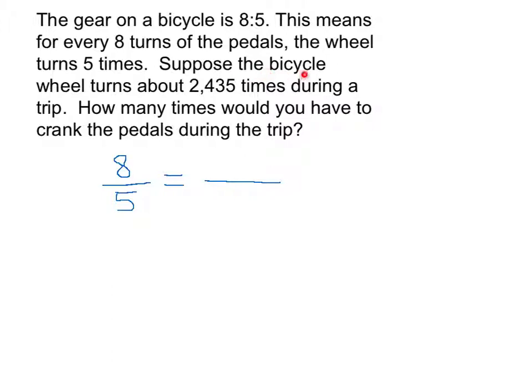It says, suppose the bicycle wheel turns about 2,435 times during the trip. So which number represents how many times the wheel turns? That's going to be 5. It says the wheel turns 5 times. So if this number represents how many times the wheel turns, the number 2,435 also has to be on the bottom.